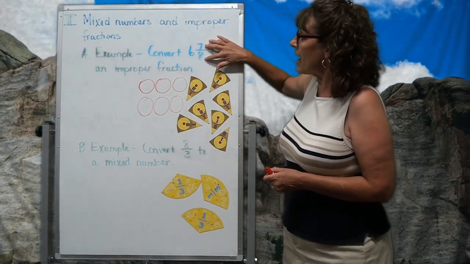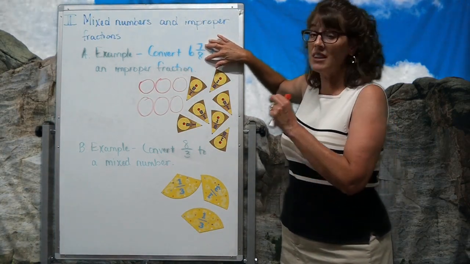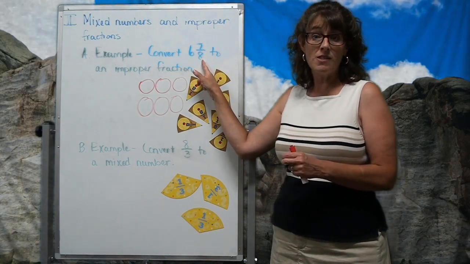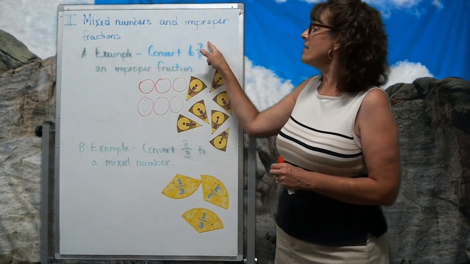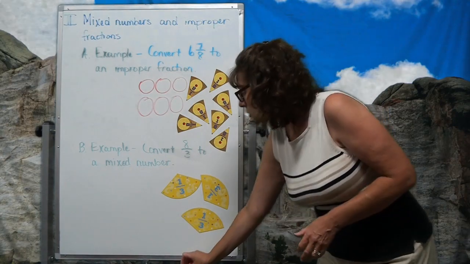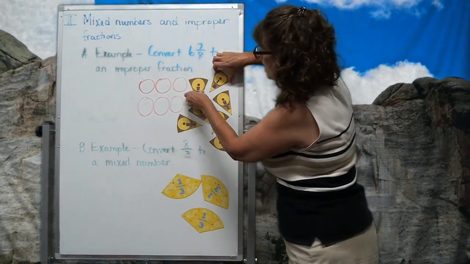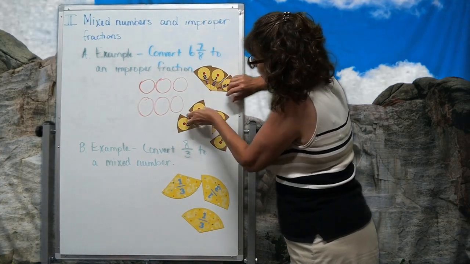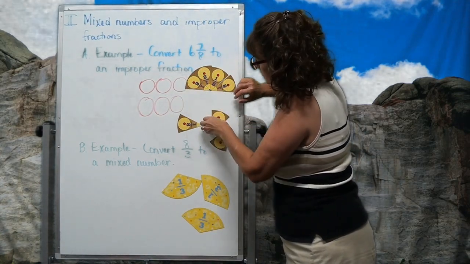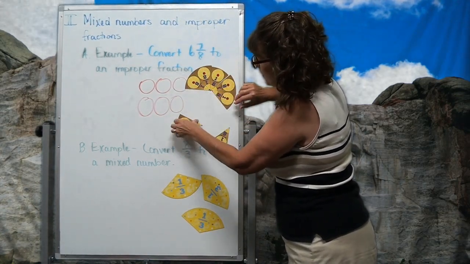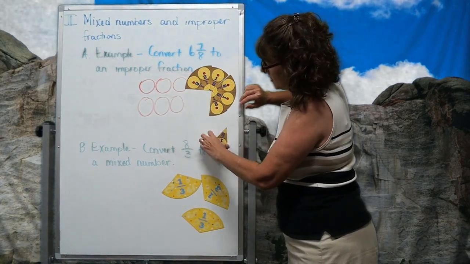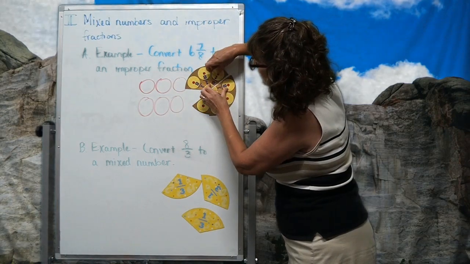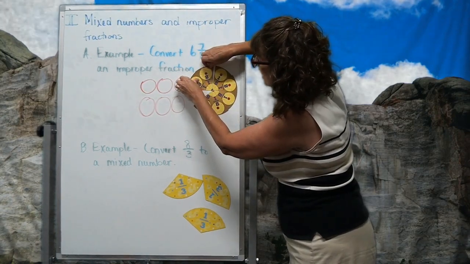And what this 7/8 tells me is I'm going to take that last pie, I'm going to cut it into 8 sections, but I'm only going to have 7 of those 8 sections. So in other words, I've got 1, 2, 3, 4, 5, 6, and 7.